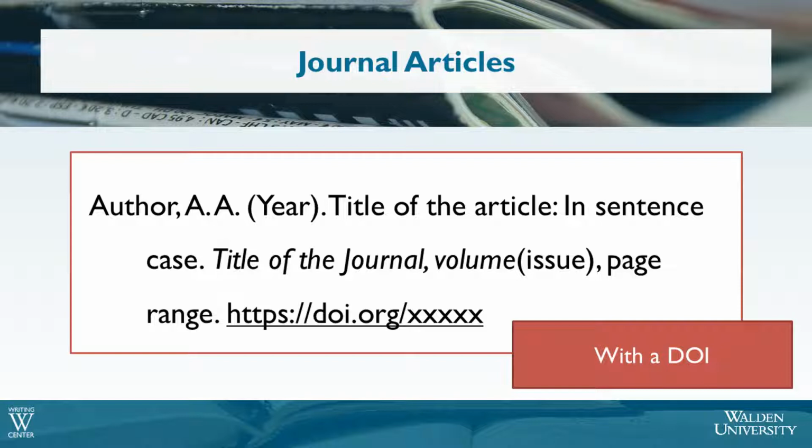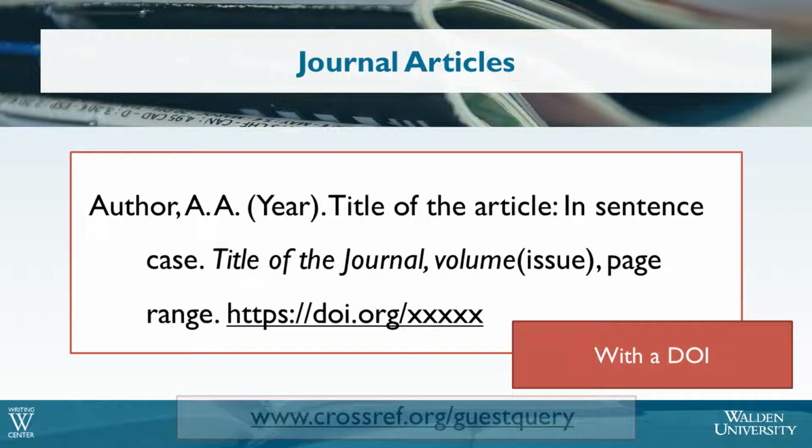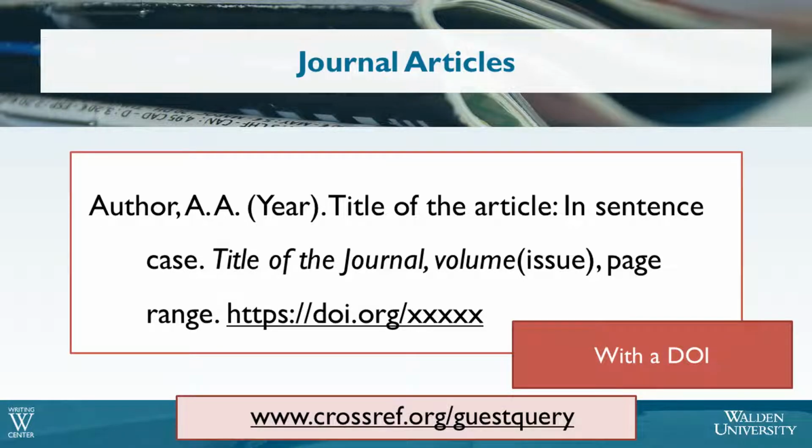If you don't see a DOI number listed on the article itself, or in the library database where you access the article, then be sure to look up the article at www.crossref.org/guestquery. This search page will help tell you if a DOI number exists for the article, and you need to use this DOI search page for each journal article you cite to see if a DOI number exists. If a DOI number exists, you are required to include it.